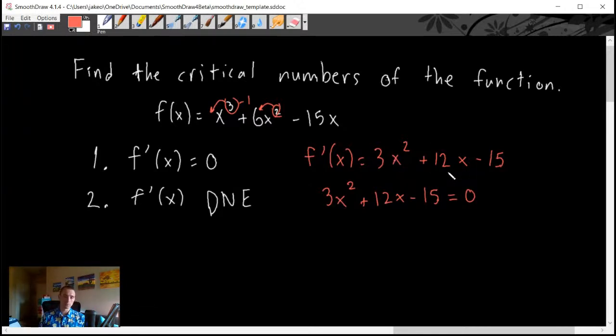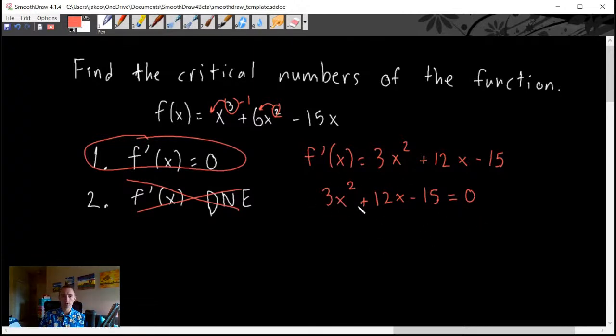Well, polynomials exist for all x values. That's just a property of polynomials. Therefore, in this case, we're not going to get any x values from this second condition. F prime of x exists for all x values. There's not going to be any places where this does not exist. So this is really the only thing we need to worry about in this case: where does f prime of x equal 0?